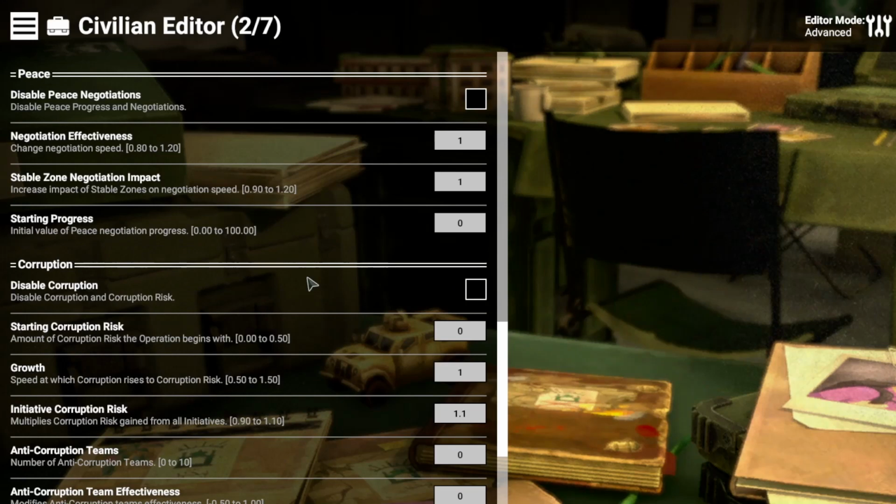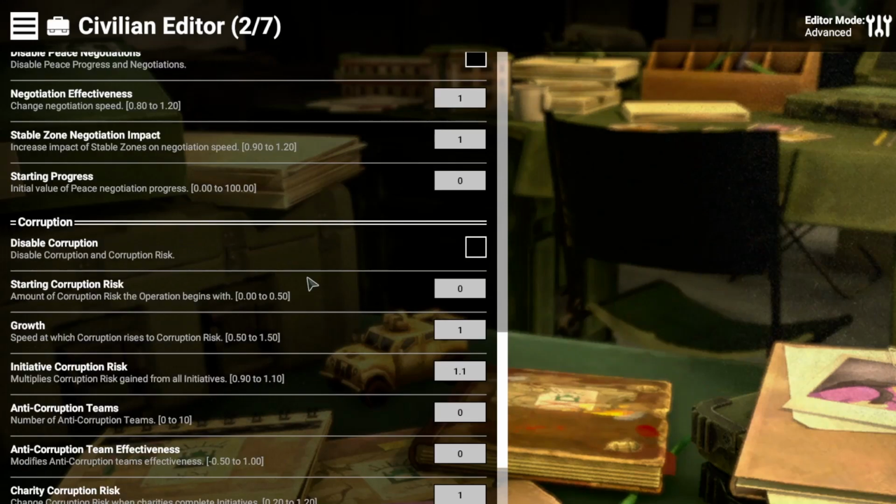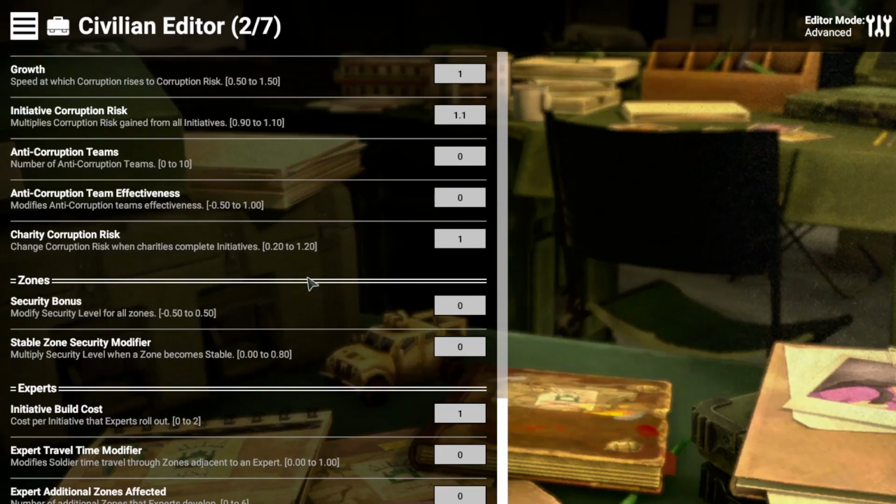Initiative corruption risk: multiplier for initiatives that give corruption. Default of 1. Anti-corruption teams and effectiveness: no need to touch. High effectiveness values of greater than 0.01 make anti-corruption very OP. Charity corruption risk, self-explanatory. Security bonus: how much security in percentage all zones start with.